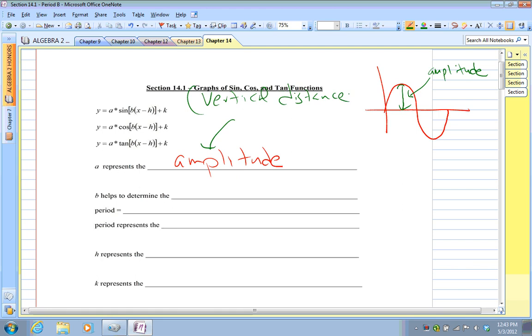Anyway, vertical distance from peak to the middle of the graph. So that's amplitude. Amplitude is like the height, but more specifically from the middle of the graph. When I say middle, of the line that would go right to the middle, or in this case, the x-axis.